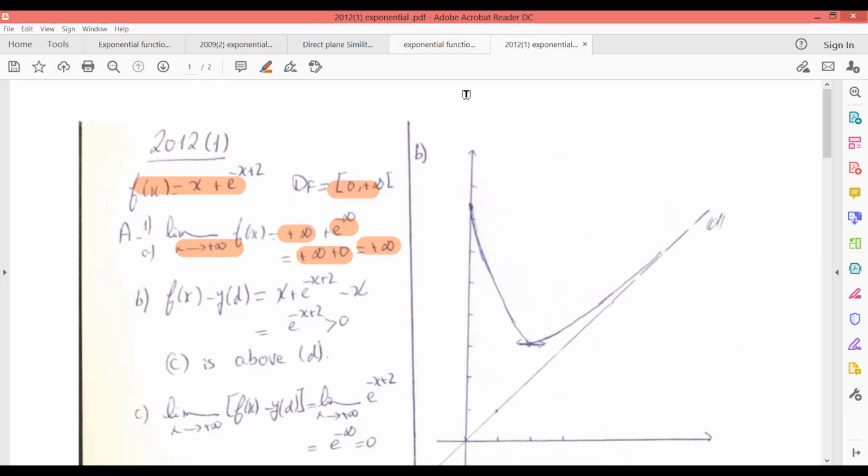I don't know the sign of f prime. I solve f prime x equal to 0. So 1 minus e power minus x plus 2 equal to 0. x to one side, minus e power minus x plus 2 to the other. I take 1 to the next side and we get e to the power minus x plus 2 equal.